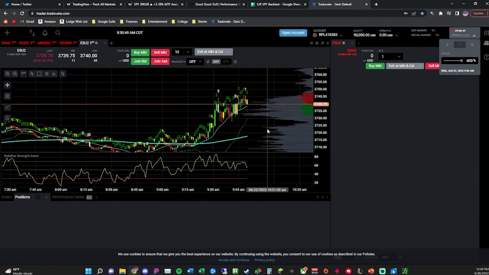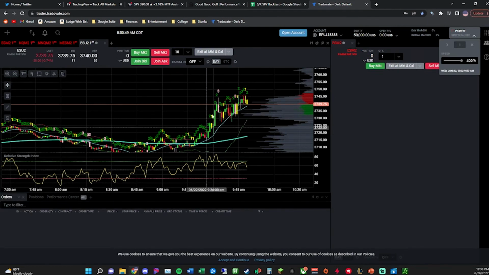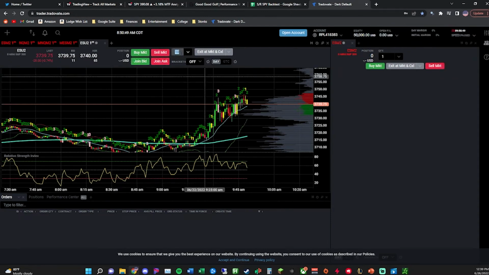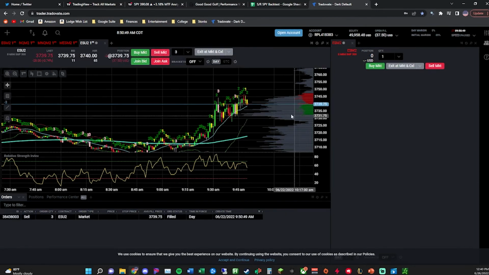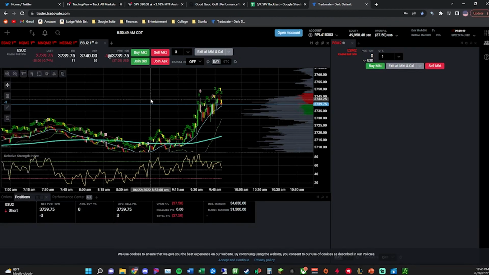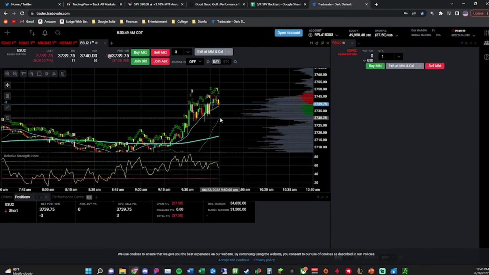Here, it's the same exact system as if you were live trading or paper trading. So you buy, sell, you have your equity here, your margin. My signals are already active there. So I can say I want to sell 3 contracts there. And as you can see, because of the spread, I'm down 1 tick each, which, if you remember from our previous class, is $12.50 per contract.